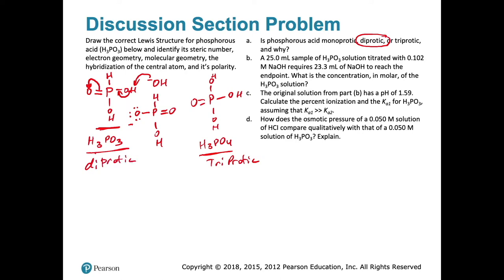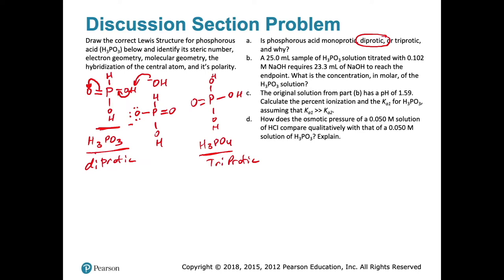Wait, why is it diprotic? Sorry, can you repeat that? Phosphorus acid here is diprotic because it only has two protons that can be used as acidic protons, right? Because these are the two protons that are attached to the oxygen right here. On the other hand, phosphoric acid, which is a strong acid, has all three of the protons attached to oxygens, right? So that's why all three of these can actually be used as acidic protons, okay?